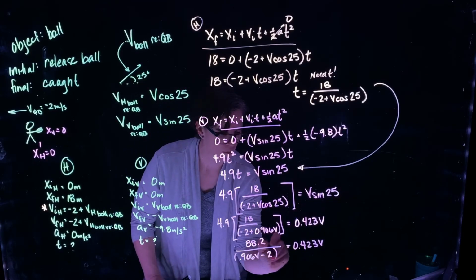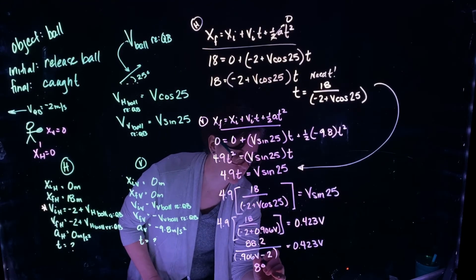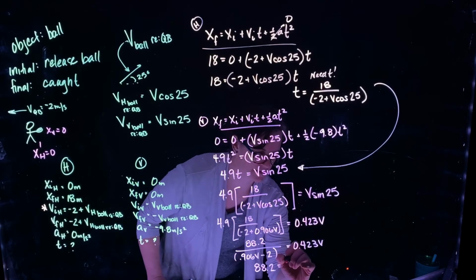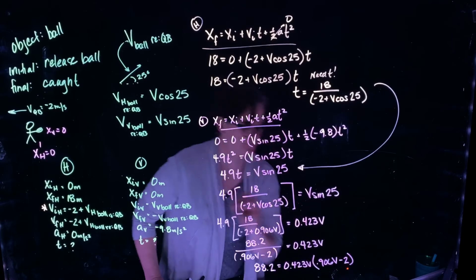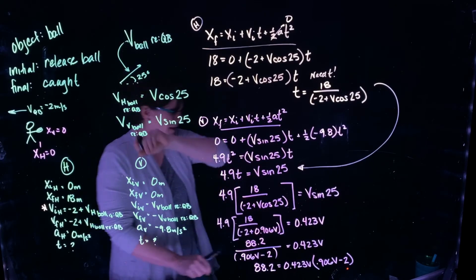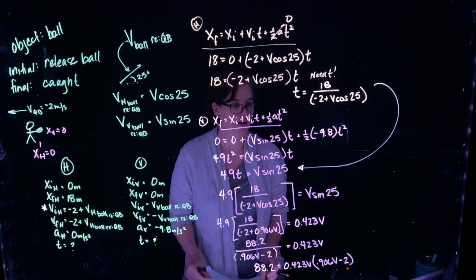Now I'm going to take this whole term and multiply it to the other side. We end up with 88.2 equals 0.423v times 0.906v minus 2. Okay? All right, so where does that lead us?